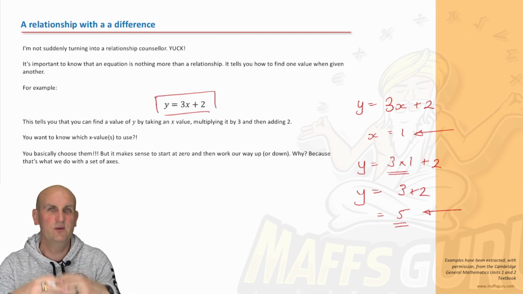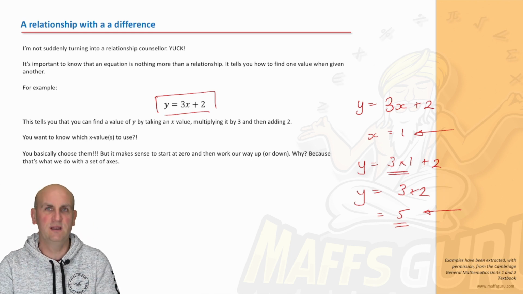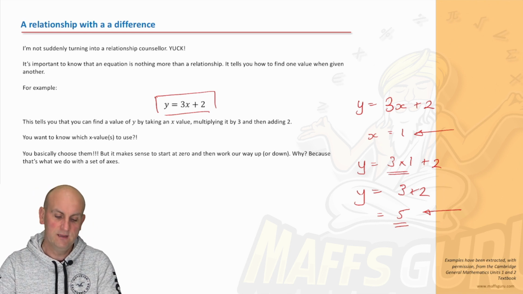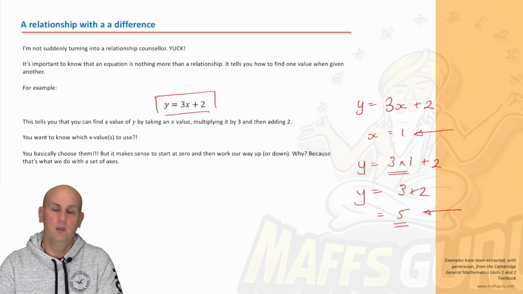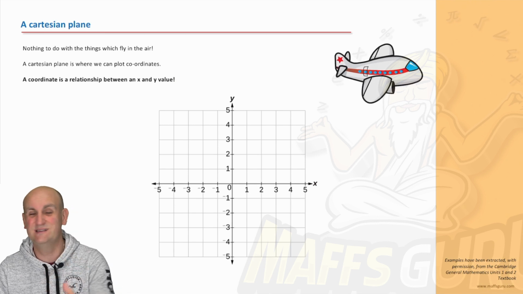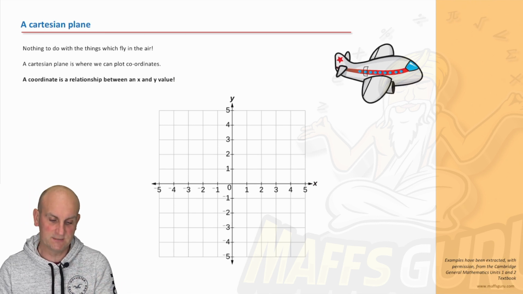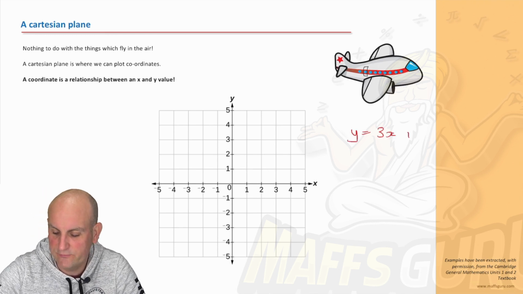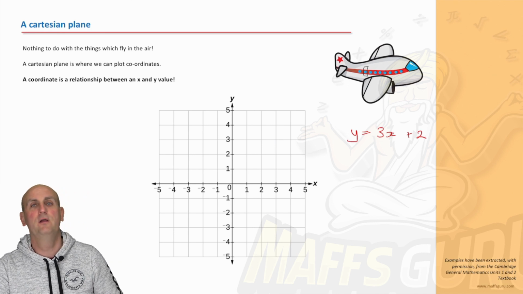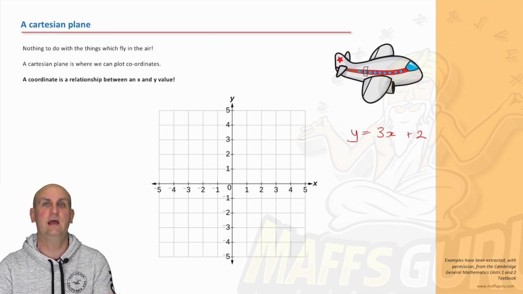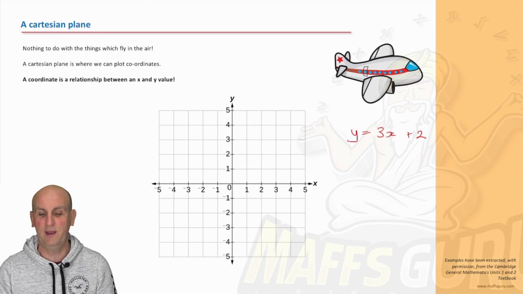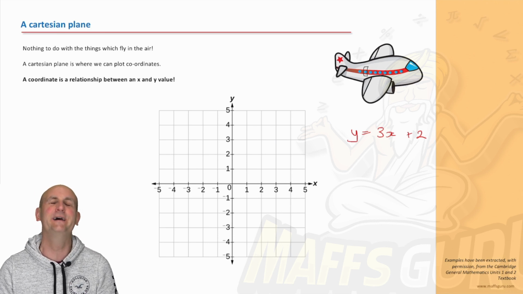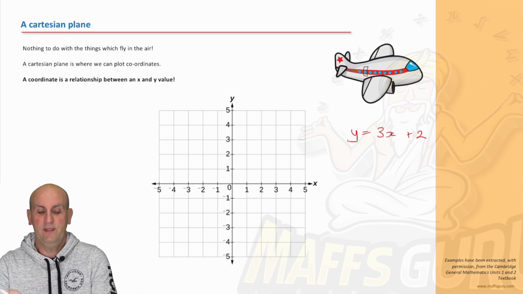I gave you x, and it was linked somehow by this relationship of times by 3 plus 2 to get a y value. Now obviously we can work out what one x value is, but how useful is it just for one x value? Well, it isn't. But what we know with this y equals 3x plus 2 is that we can plot the output of lots of x values and their associated y values on a Cartesian plane. We can plot it on that thing there, which is a Cartesian plane.